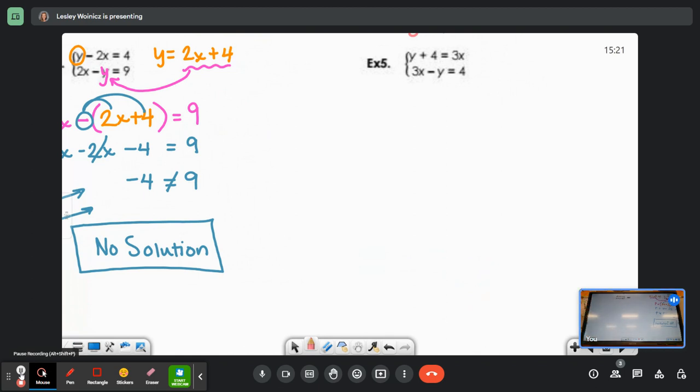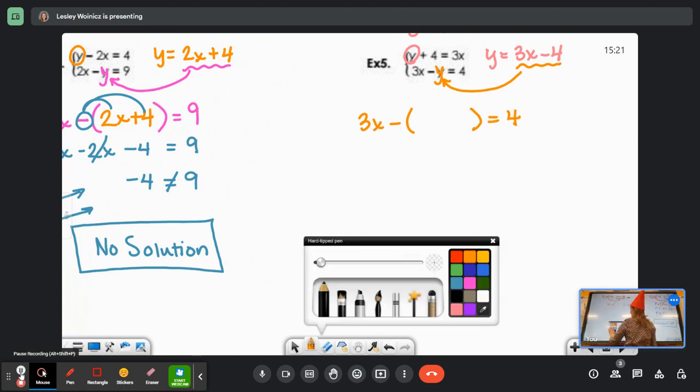Okay, what are we going to isolate? The y again. Okay, so let's say that y equals 3x minus 4. And this is equal to y, so I can plug it in right there. Substitute it in. That's how the method gets its name, right? It's the substitution method because we substitute something in. So we get 3x minus our whole y equals 4.